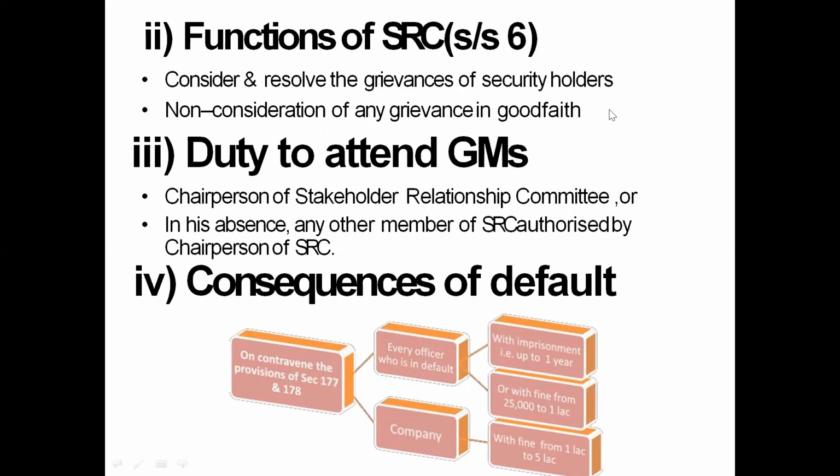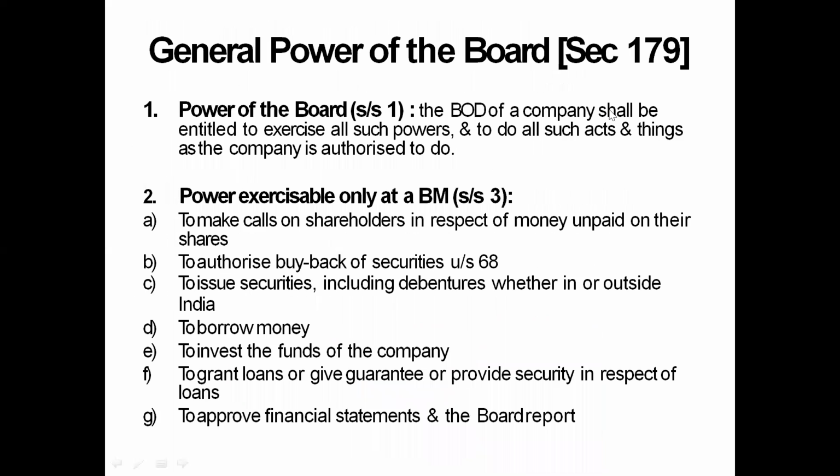Default is given under sections 177 and 178. If an officer is in default, then imprisonment up to 1 year or fine from 25,000 up to 1 lakh. The company is liable with a fine from 1 lakh to 5 lakh.